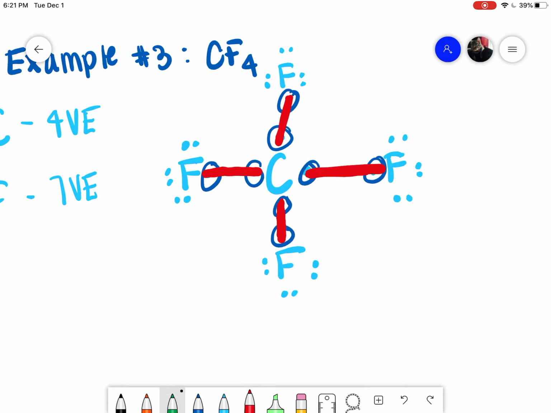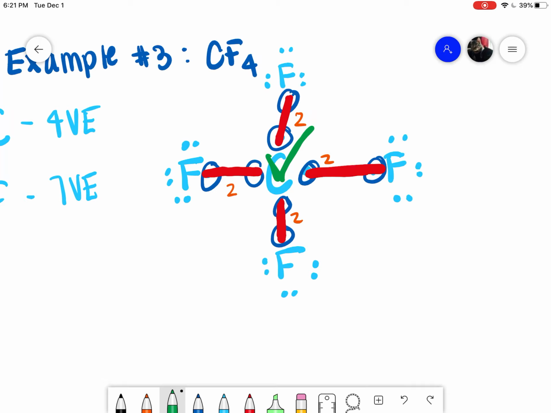And now we need to make sure that they each meet the octet rule. So carbon has 4 shared pairs, and in each shared pair there are 2 valence electrons. So carbon has 8 total. So carbon has met the octet rule.